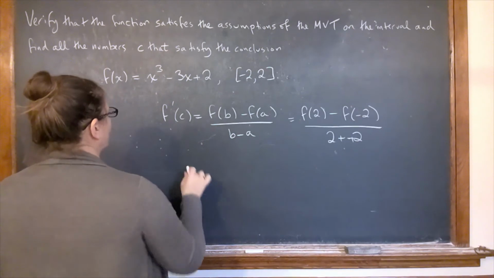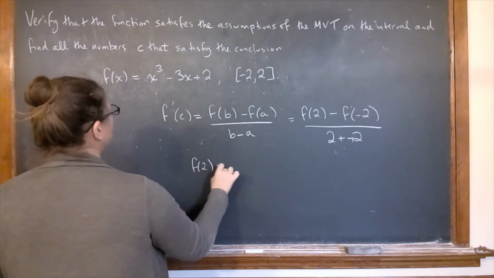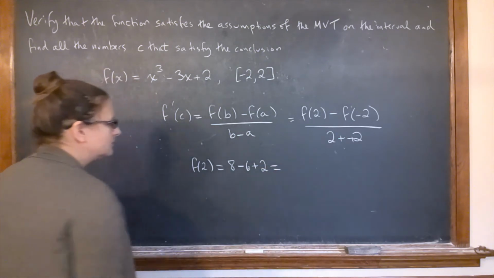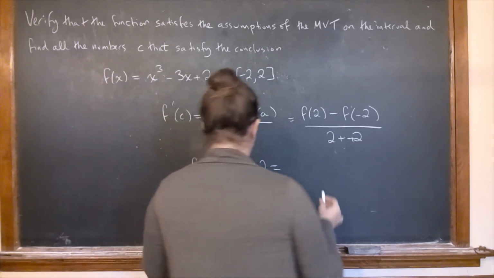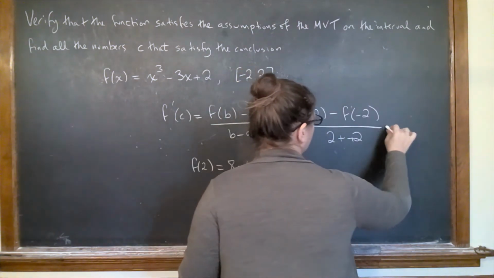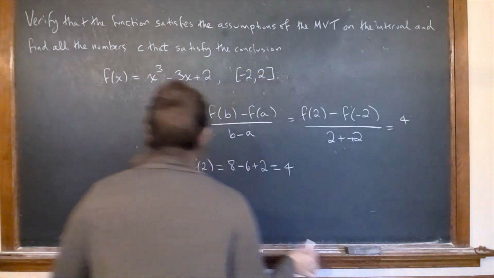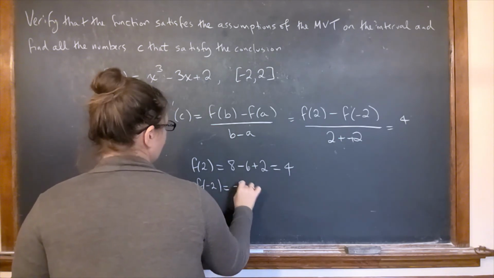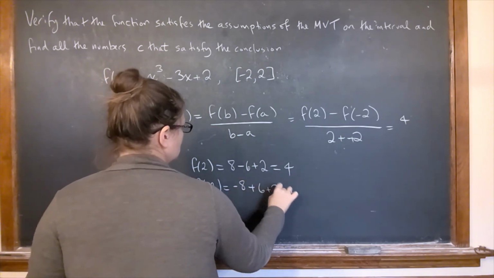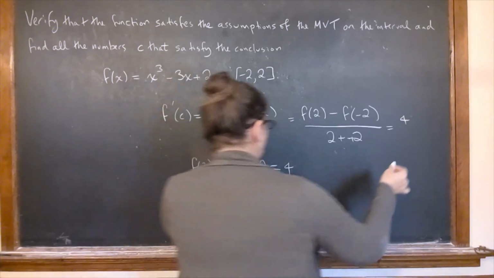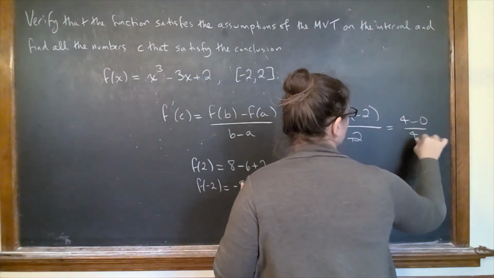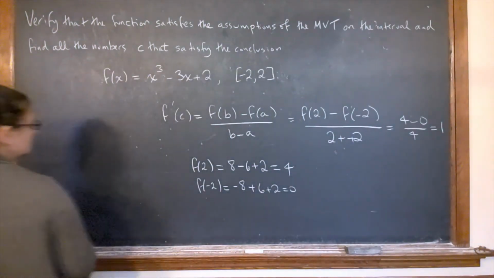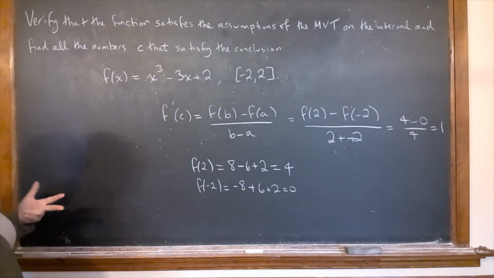So let's figure that out. Let's see, f of 2 is going to be 8 minus 6 plus 2. So that would be 2 plus 2, which is 4. And then f of -2 would be -8 plus 6 plus 2. So that's 0. So 4 minus 0 over 4, so 1. Okay. So I want to solve for c, knowing that f prime of c is 1.